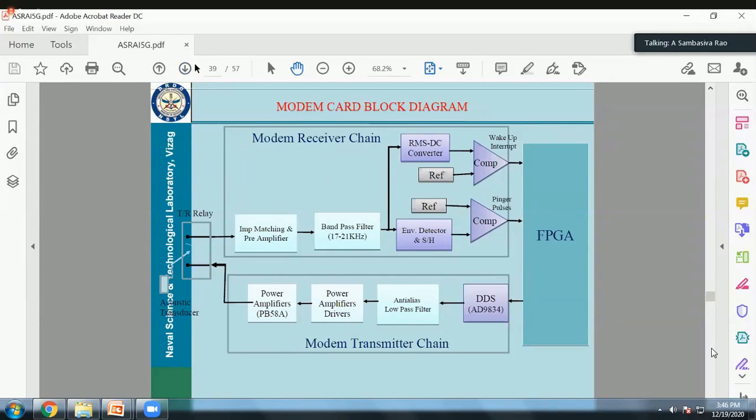This is the modem. We developed a DDS 9834, and this is the receiving chain FPGA. This is the software. We can control the parameters from the FPGA, power amplifier, and receiving chain. This is what we have developed. Okay, next.